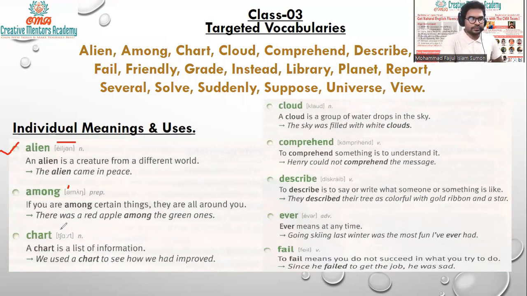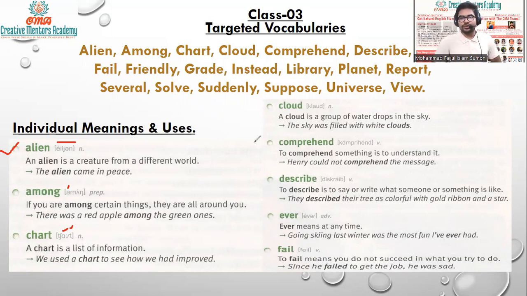Church, okay? Church. Church here, ch sound, r sound, and t sound. Chart. Okay. A chart is a list of information. We used a chart to see how we had improved. Okay. But you can make a chart of how many vocabularies you are learning and how many sentences you are making in a day or day by day. Okay. So let's make a chart.